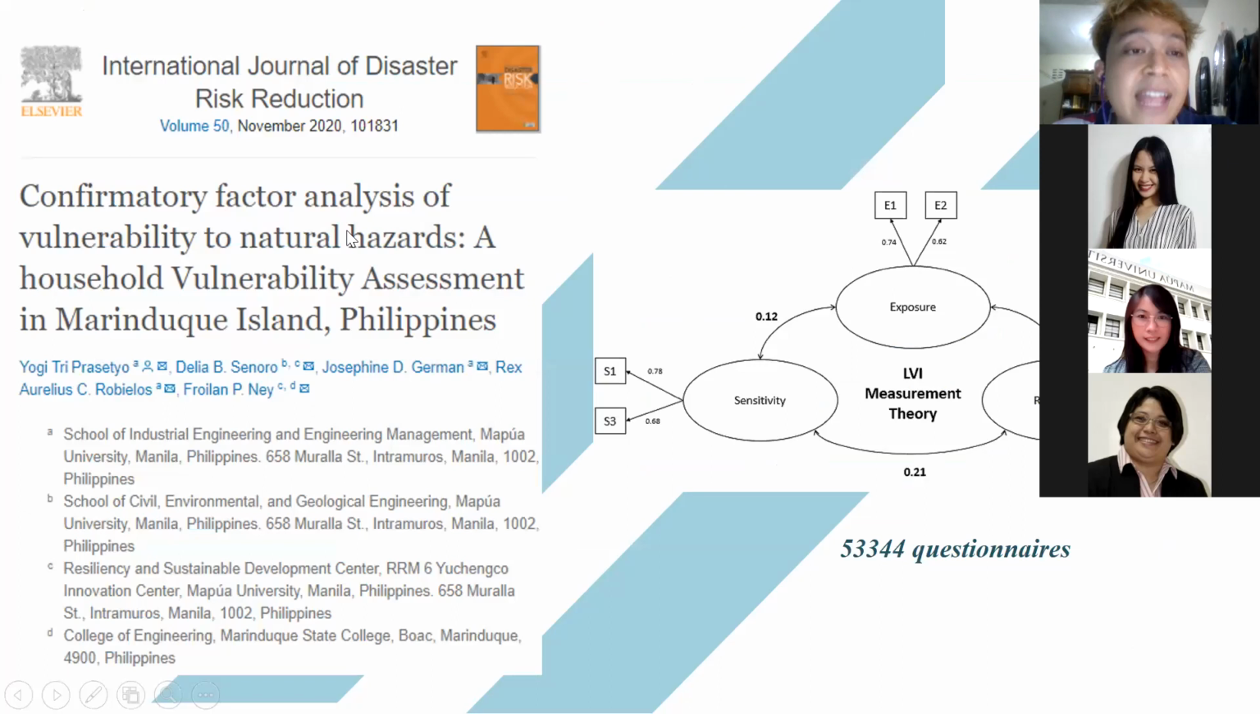Now, why is the title confirmatory factor analysis instead of structural equation modeling? The reviewer disliked the original title, which was structural equation modeling of vulnerability to natural hazards. They said there is no causal relationship in your model, just a high degree of correlation. If there is no exogenous and no endogenous, then the name is just confirmatory factor analysis. So that's why the name is CFA. CFA of what? Something like that.